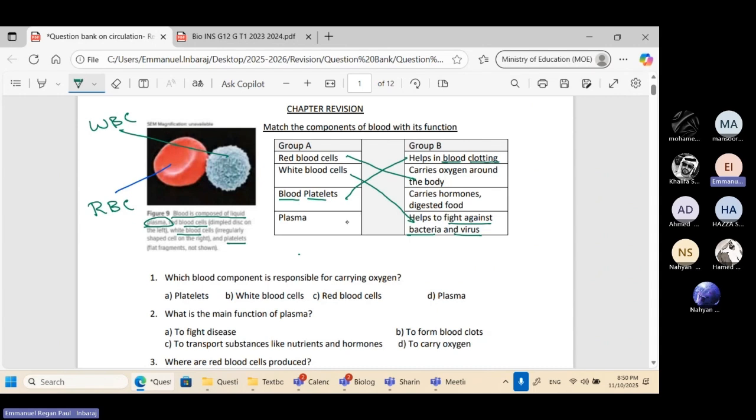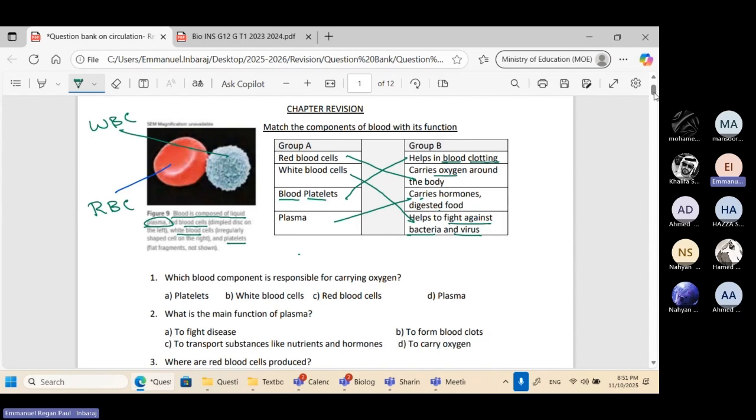And number four, the liquid part of the blood is the plasma. And what does that do? It carries hormones and digested food. Okay, is it clear? So don't forget, red blood cell carries oxygen. White blood cell fights against bacteria and virus. Blood platelet helps in blood clotting. And plasma carries hormones and digested food. Now, this picture, don't forget, what is this? This is the red blood cell. And what is this one? This is the white blood cell.